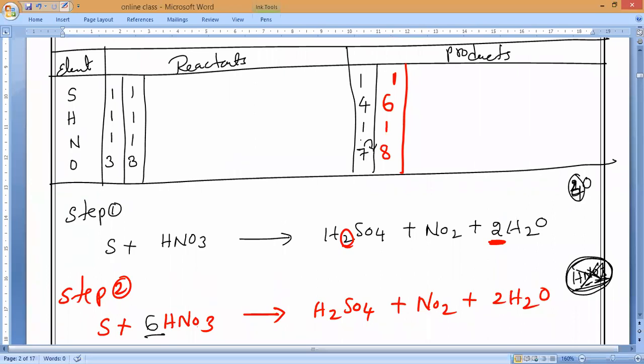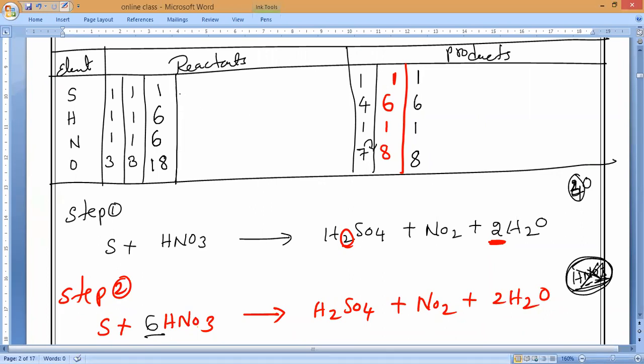So now if we make it, what will come? Product side, no change. So 1, 6, 1, 8. But on the reactant side, what will become? Sulfur 1, hydrogen will become 6, nitrogen also will become 6, and oxygen become what? 6 threes are 18. That is what I am going to do.